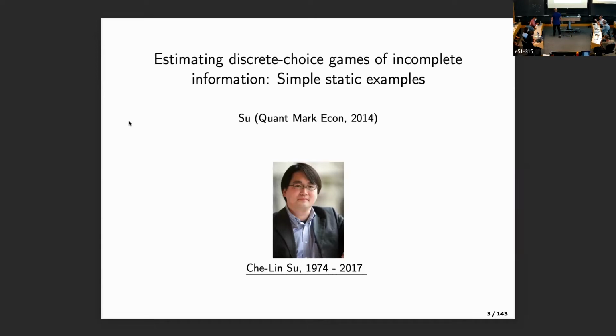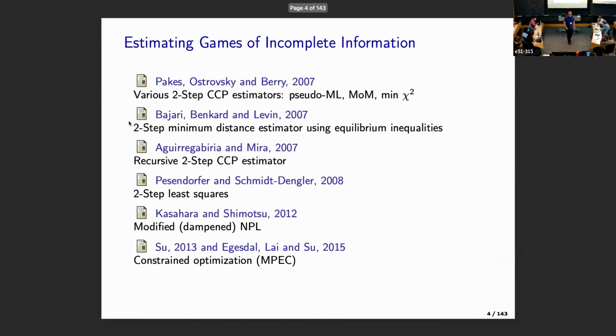Unfortunately, we don't have him with us anymore, and he died way too young, but his paper is still there, and I'm gonna go through that. Okay, so it's also in the box. Anyway, so we have a variety of different ways to estimate both static and dynamic games. We're gonna characterize them into two-step CCP type of estimators. And then there's this work by Aguirregabiria and Mira, which is kind of updating recursively the conditional choice probabilities in order to improve the efficiency of the estimate.